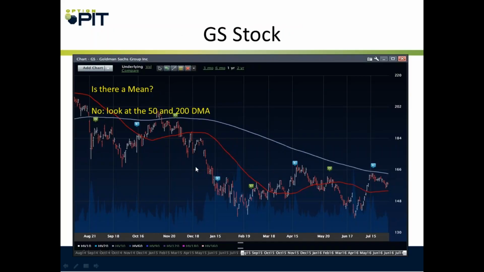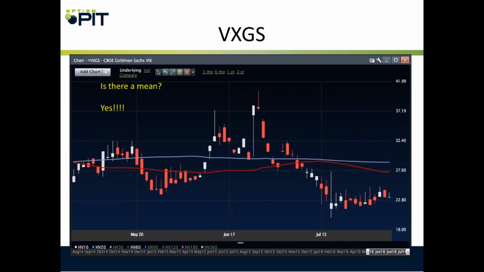So let's take a look at Goldman. Does this look like it really has a mean? Take a look. No, not really. Now take a look at VXGS and you tell me. Look at how little that 200-day moving average actually moves. That's that gray line.